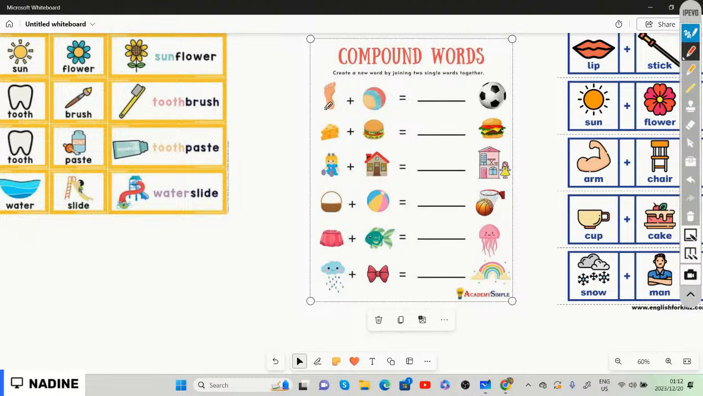So here we have foot, right? Your foot, one of your feet, plus a ball. And foot plus ball, right? We can say this is football. In our country, we don't call it football. We do, okay, it is football, but we specifically just say it is soccer. But football.